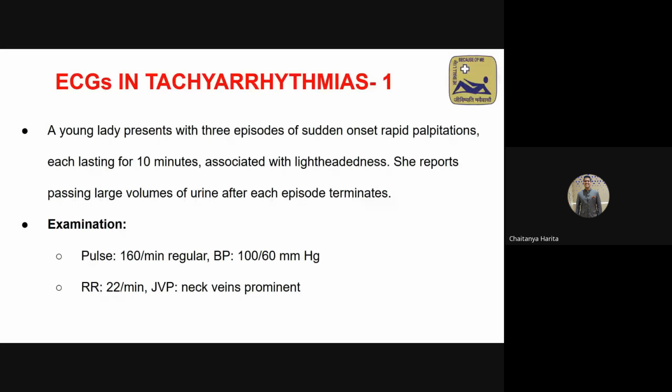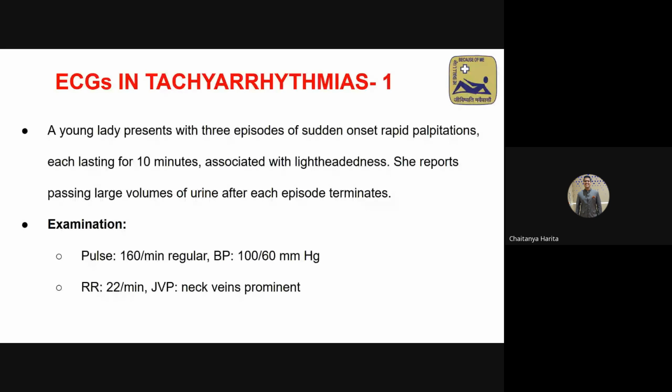When you examine her, she's having palpitations as you speak. Her pulse is 160 but regular. BP is normal. Respiratory rate is fine. But her JVP, you can see that it's not elevated, but the JVP neck veins are very prominent and you can see the heartbeat through them.